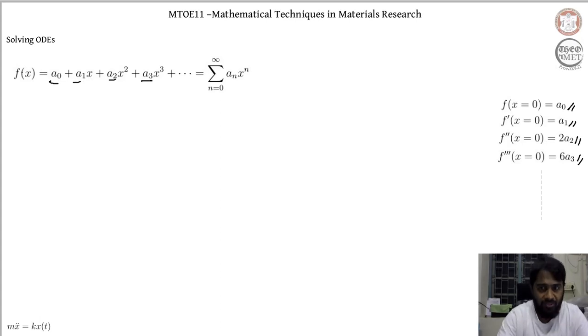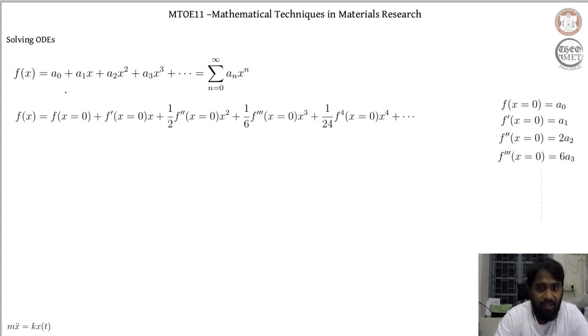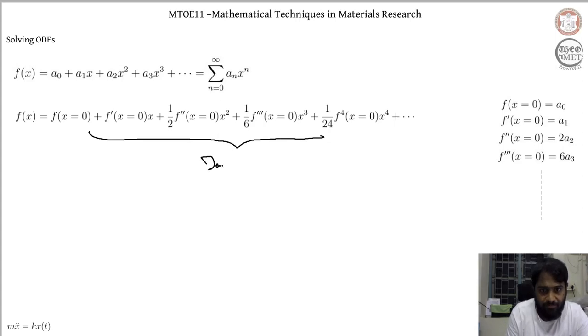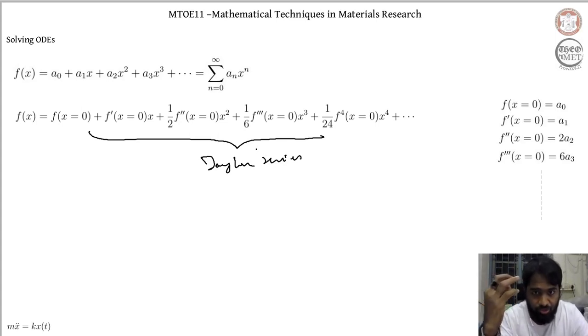Now when I replace my coefficients with respect to the derivatives of my function, I end up having an expression like this. And this expression is what we refer to as the Taylor series. So we have a power series wherein we assume that the solution of my original equation is smooth, and when I replace the coefficients of the power series with the derivatives of the function, that allows me to calculate the coefficients, and I end up having the Taylor series.